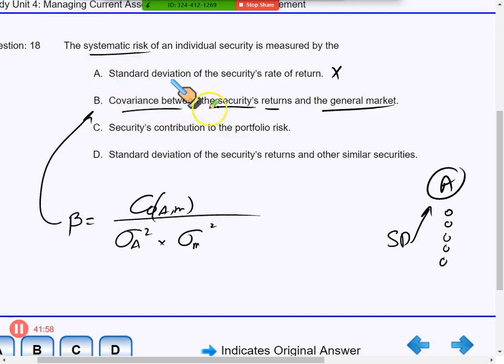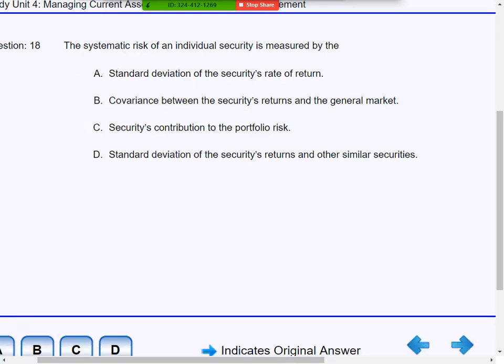So basically it's a covariance between the security returns and the general market, meaning the volatility of return of that particular asset with regard to the whole market. This is the measure of systematic risk, or the measure of beta, which measures the volatility of a particular asset's returns with regard to the whole market in which we are operating. That is the system in which we are operating. So you are measuring the risk of the system, systematic risk. So that is B.